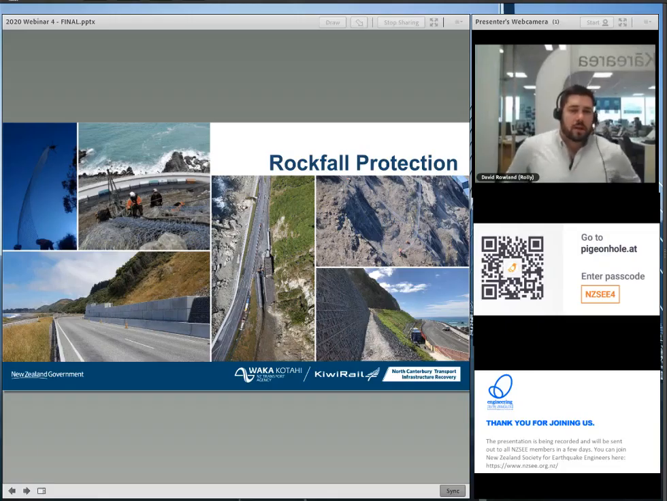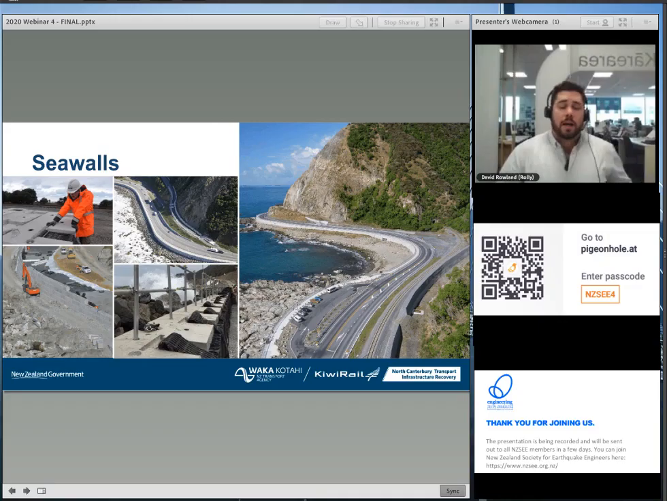NCTIR, a bit of a shout out, also developed in-house a small modular rockfall protection wall. And we had to develop this because we'd constrained ourselves with a footprint of realigning the road and the rail. We had a rockfall risk we had to deal with. And so this small wall that you can see in the bottom left-hand image only has a footprint of 2 meters wide, but it can take a rockfall energy equivalent of about a ute traveling at roughly 85 kilometers an hour, coming to an almost instantaneous stop. So that was kind of neat.